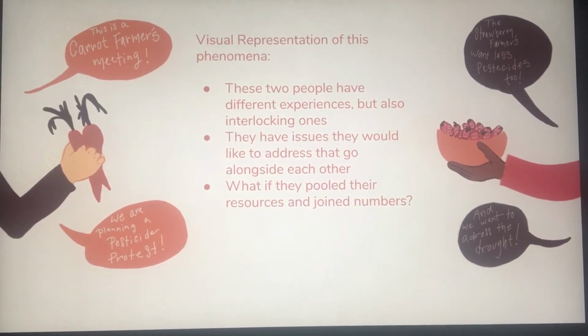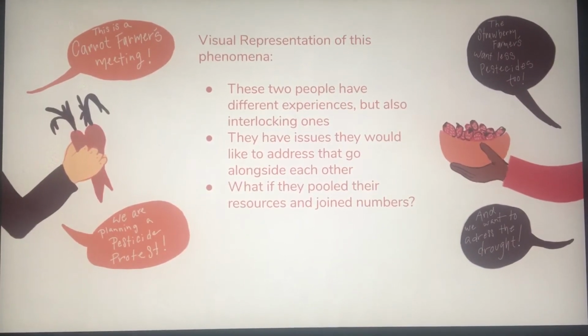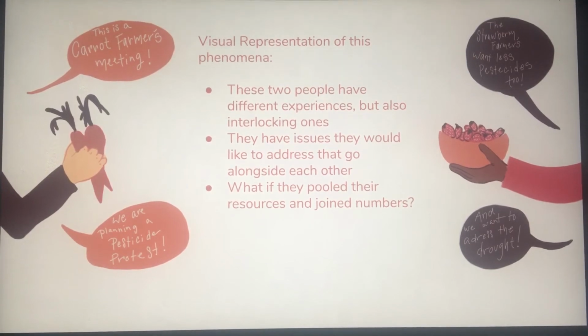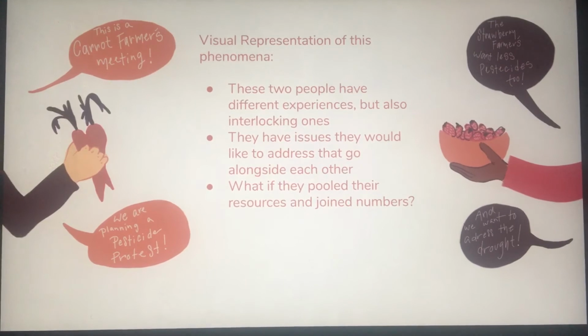So in the middle, I just have some notes here about how these two people are both farmers. So they have shared experiences, but they have different perspectives and resources, but they have issues that would go together and could be part of the same movement. So what would it look like if they pooled their resources and joined in numbers, and would that be more powerful? And then I just leave space for discussion here.